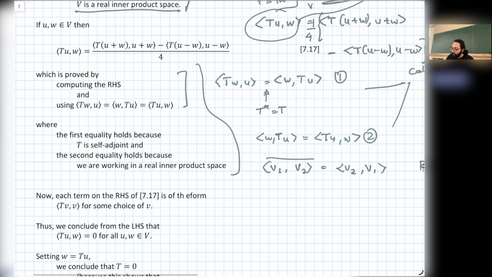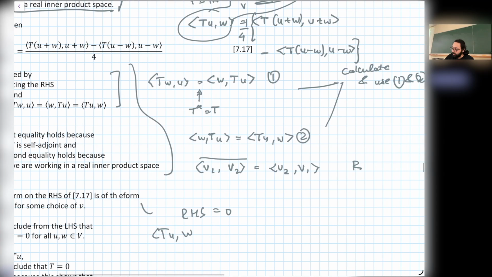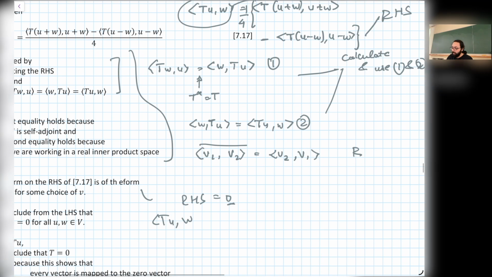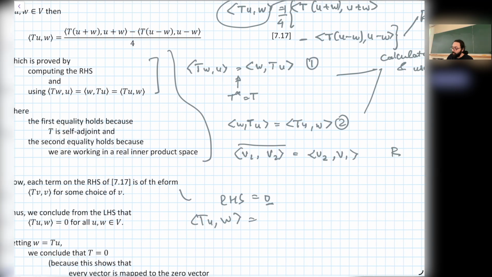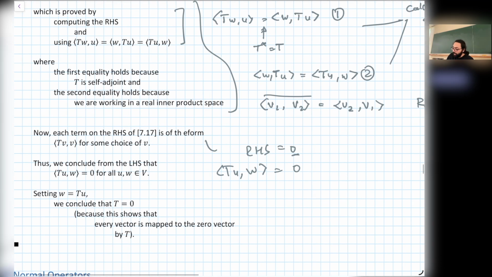Okay. So what are we arguing? We are arguing that the right-hand side is 0. This is what I'm calling the right-hand side. So this right-hand side is 0 from hypothesis. Is that clear? Yeah, straightforward. Okay. So TUW is going to be what? This is also going to be 0 because that was the left-hand side. All right. And this is true for all U and W in the vector space.